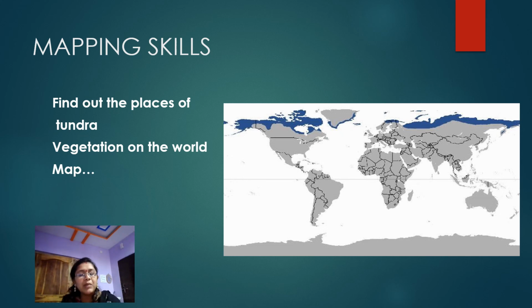So this is all about the class. We have discussed the relations of humans with the environment, and about tundra vegetation. The remaining concepts we will discuss in the next class.